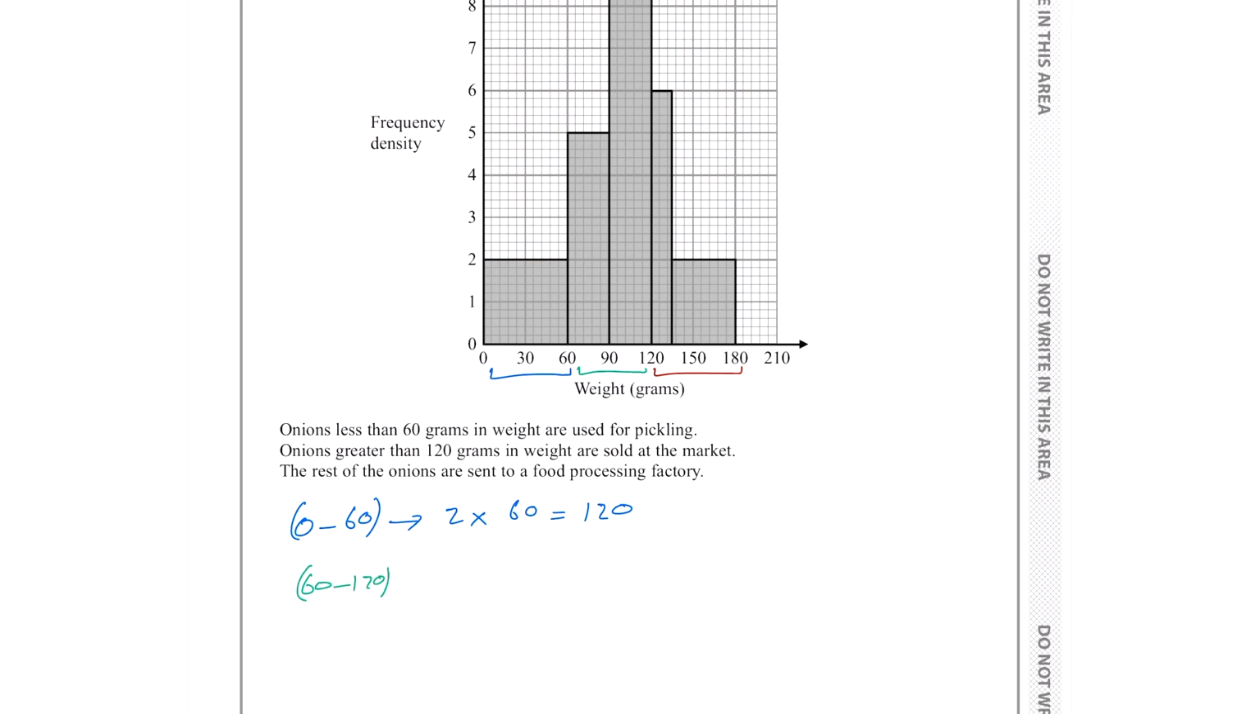However, there are 2 bars in that range. The first bar is from 60 to 90, and that is 5 times 30, which is 150. The second bar is 90 to 120, and that is 9 times 30, which is 270.